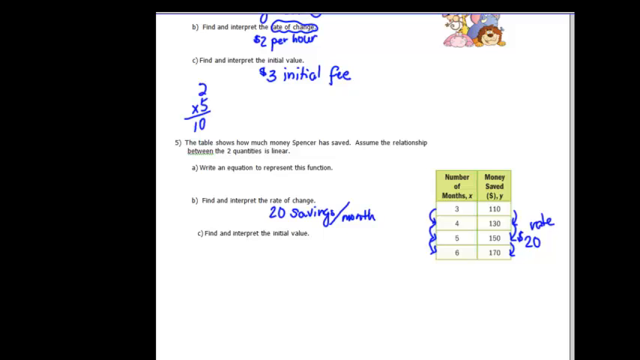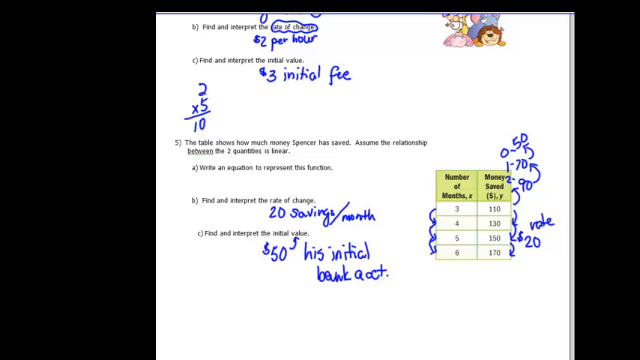The initial value then is what? Well, I kind of have to back into it. That means in month 2, he would have saved 90. In month 1, he would have saved 70. So at month 0, how much money did he have before he started saving? He had $50. So $50 is the initial value, which represents his initial bank account or money in his piggy bank.